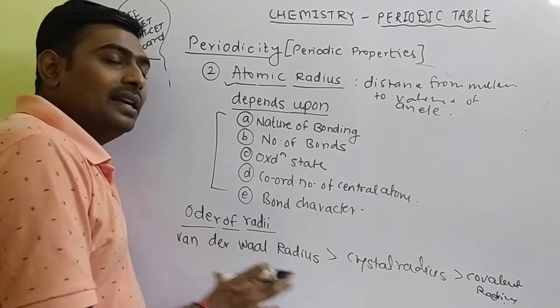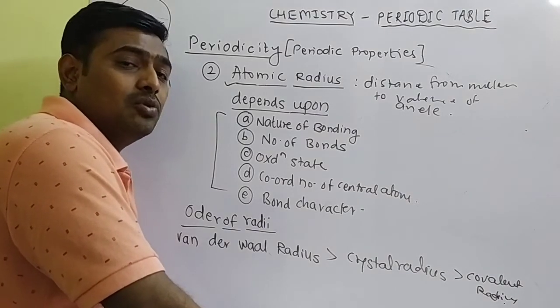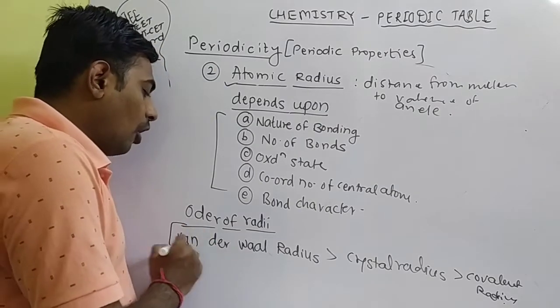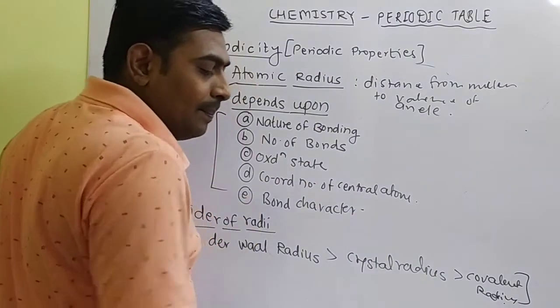Van der Waals radius is always the maximum, at the greater distance, because it is the force of attraction between two molecules. Then the crystal radius, then the covalent radius. So this is the order of radii. Van der Waals radius is always greater than the others.